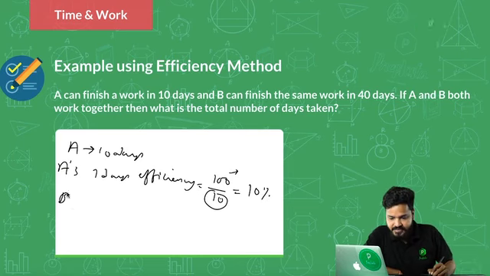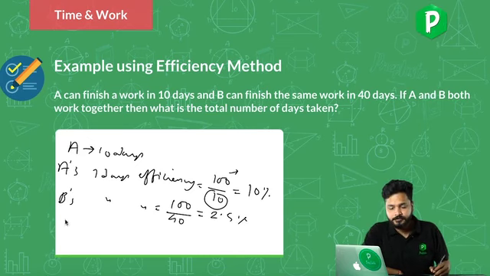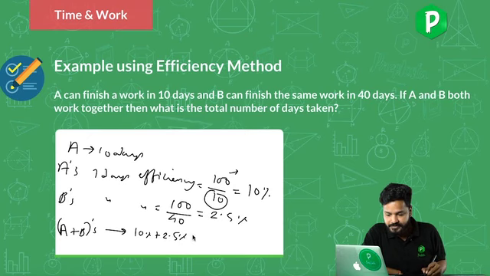Similarly, B's 1 day's efficiency would become 100 upon 40, as B takes 40 days to complete the work. So B's 1 day's efficiency is 2.5%. From here I can find A plus B's 1 day's efficiency just by adding the efficiencies of A and B. So A plus B's 1 day's efficiency would become 10% plus 2.5%, that is nothing but 12.5%.